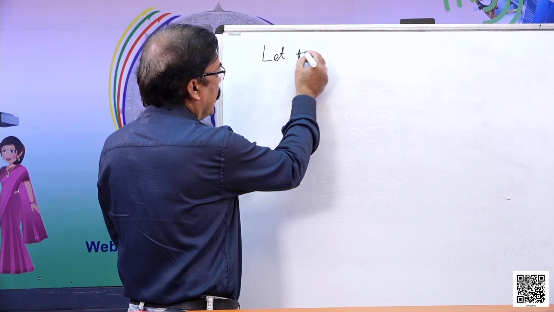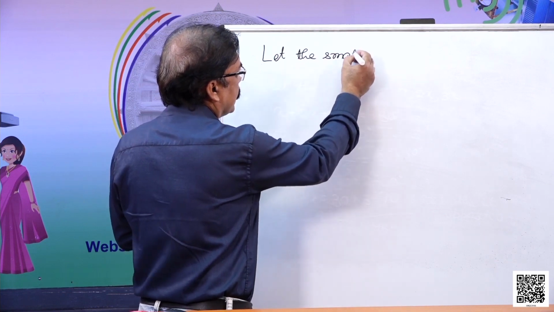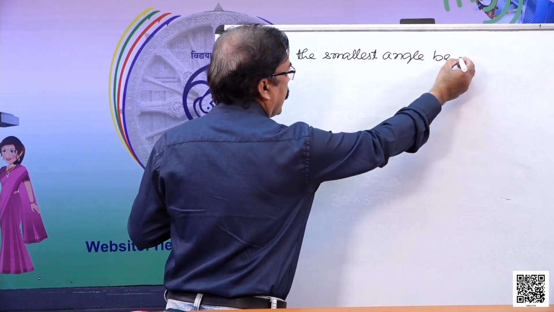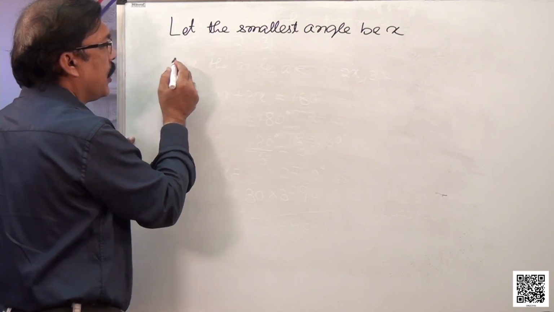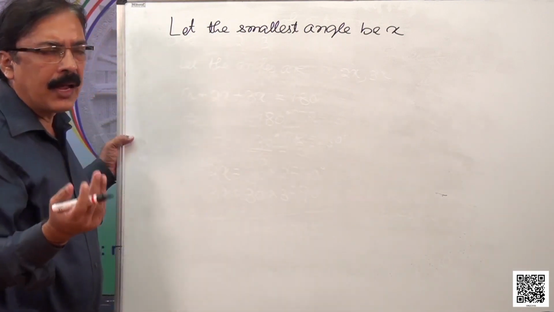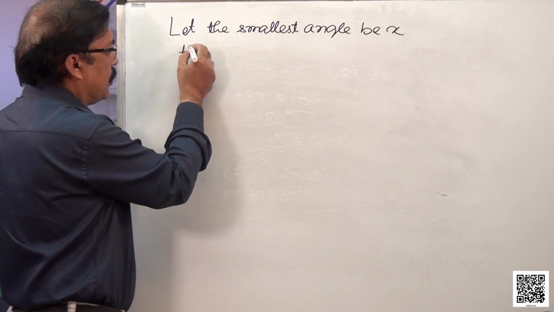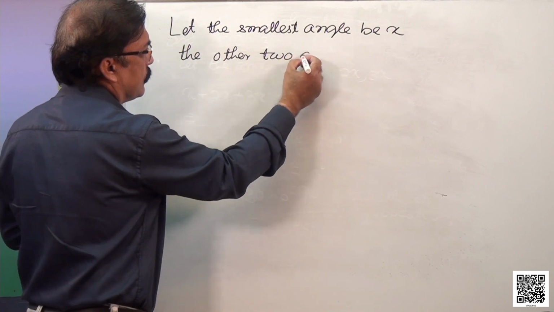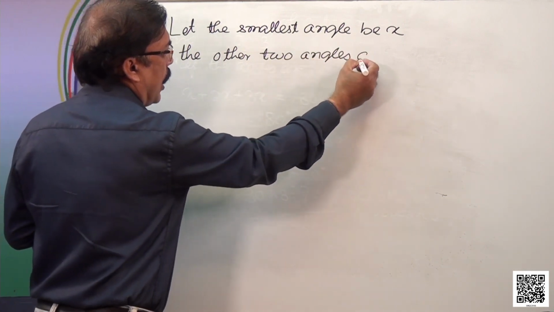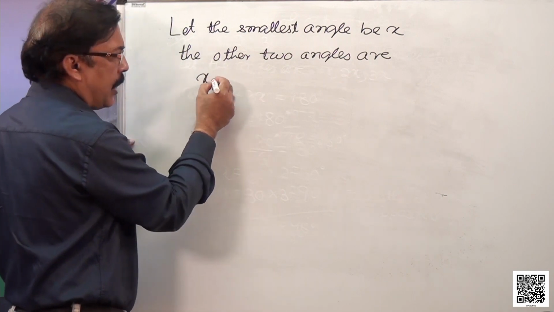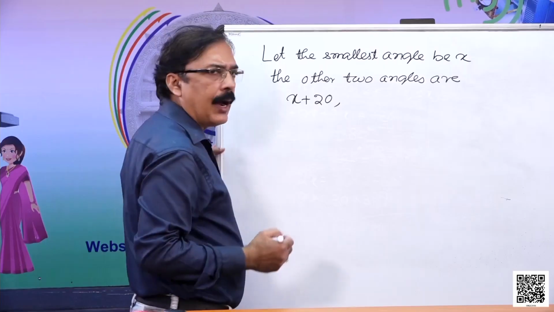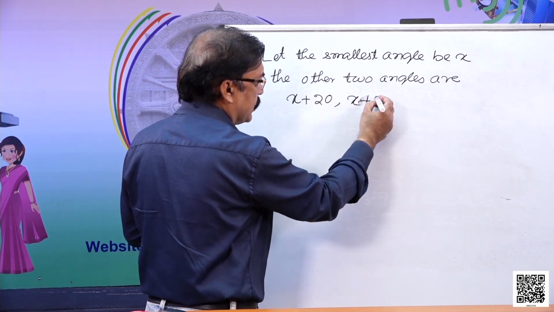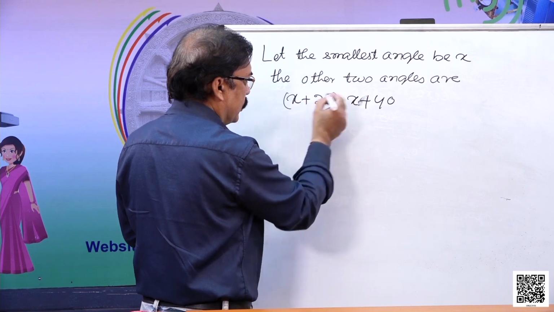Let the smallest angle be x. Then consecutive angles are the other two angles: one is x plus 20 and another is x plus 40. Okay.